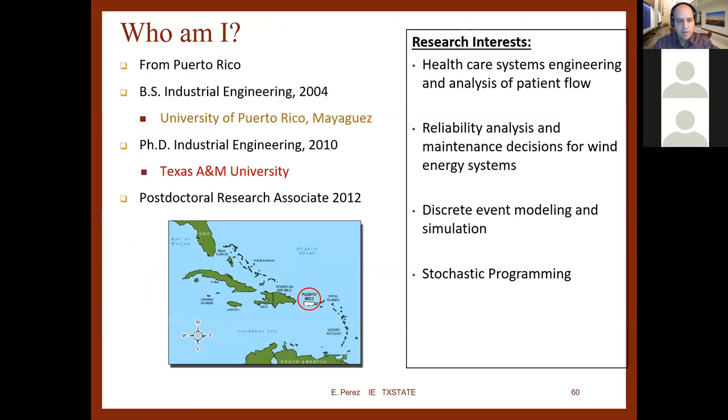Final thing, this is a little bit about myself. I'm from Puerto Rico. I graduated in 2004 with a bachelor's degree in industrial engineering from the University of Puerto Rico in Mayagüez. I have a PhD in industrial engineering, graduated in 2010 from Texas A&M University in College Station, and also did a postdoc at Texas A&M University and finished in 2012. I worked for a year in the service industry for a bank between my bachelor's degree and my PhD. So I have experience in the service industry, working for the bank industry, finance.